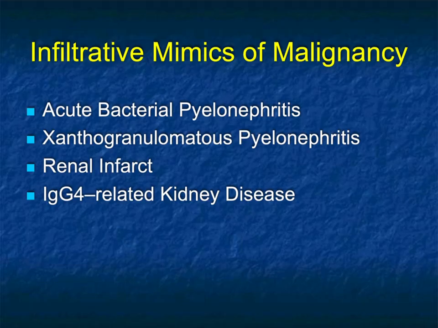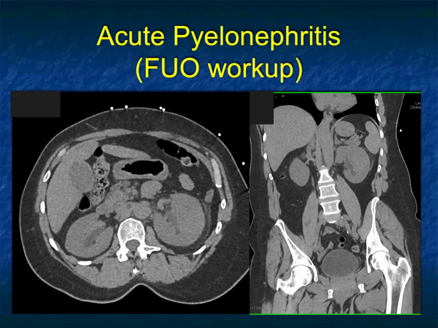We also talk about mimics, and this is in a very specific lecture on mimics in renal masses. Things like pyelo, XGP, infarcts, and IgG4-related diseases are all possibilities. Here's a good example of non-contrast scans where the kidney on the left is enlarged and there's stranding present. You're not going to read that on a non-contrast as negative. It could be an infarct, it could be infection, could even be a tumor theoretically.